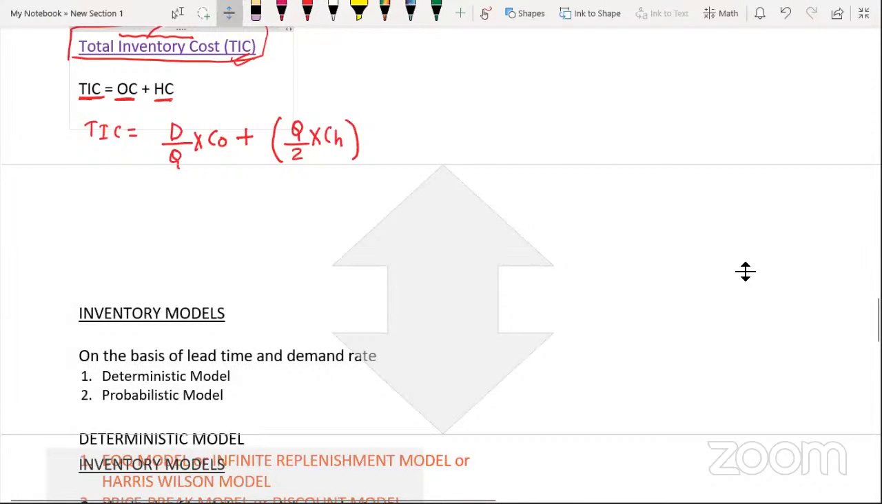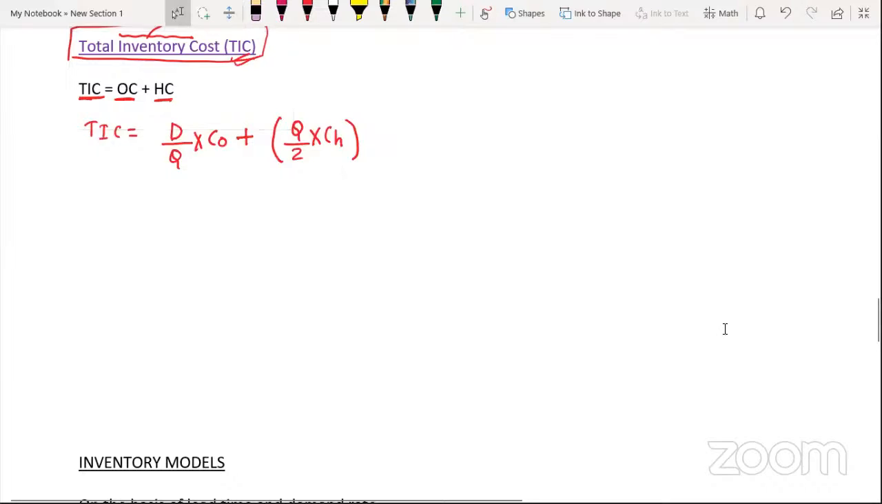Now one question is how much quantity to order. You may think that we should order more and more Q, because for 100 Q you are going to pay C naught amount, and for 1000 Q you are going to pay the same amount. So why not order more and more Q?